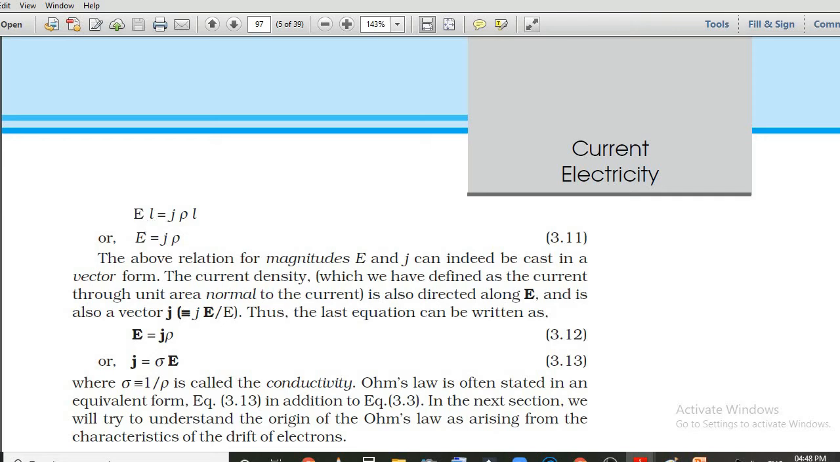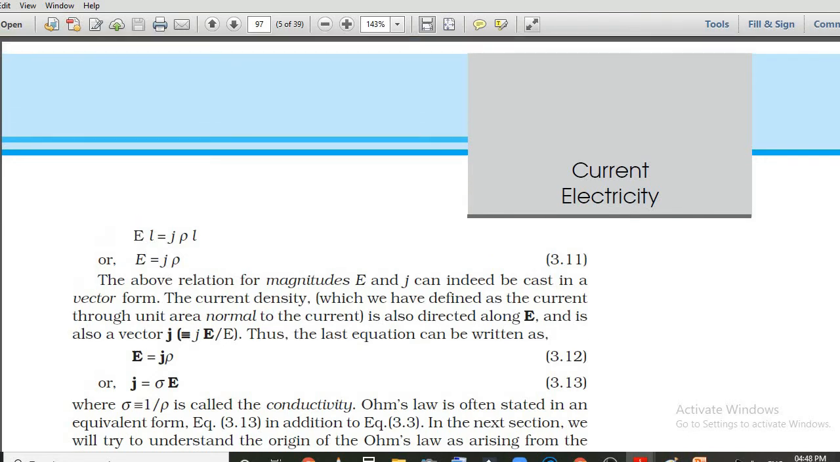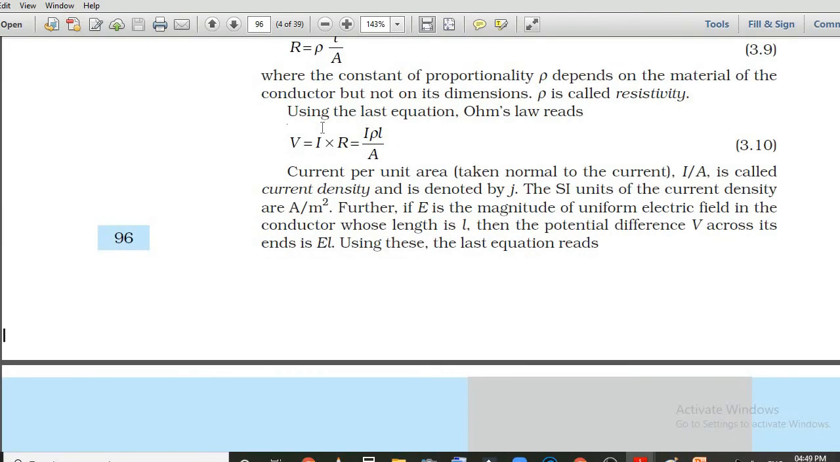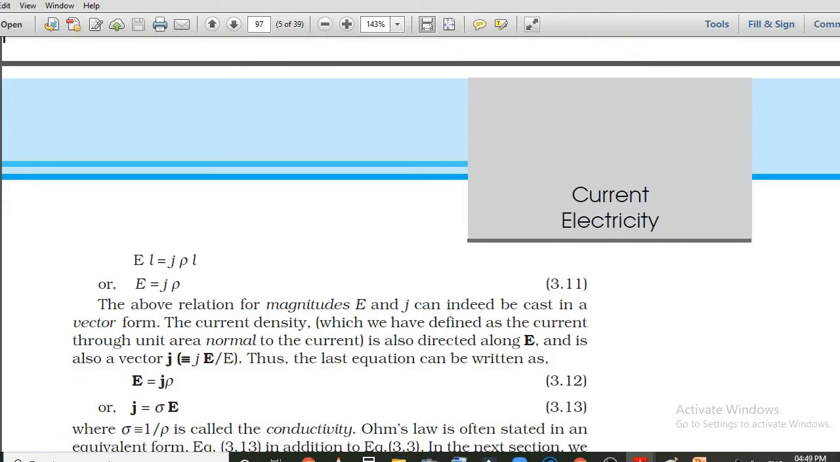E into L is equal to, instead of I by A, we are substituting a symbol, that is J. J is known as current density. Thus, E into L is equal to J rho L, or E is equal to J into rho.